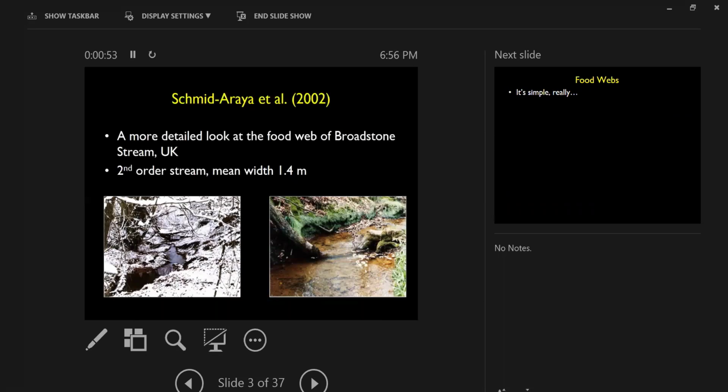Well, Schmidt-Araya, in a paper from 2002, looked at a fairly small stream, just a couple meters across. Kind of reminds me of Bent Creek, or heck, even Glens Creek for that matter. But they took a detailed look at the invertebrate component of the food web, and looked at the diet of every invertebrate there in the stream to see how species were connected.